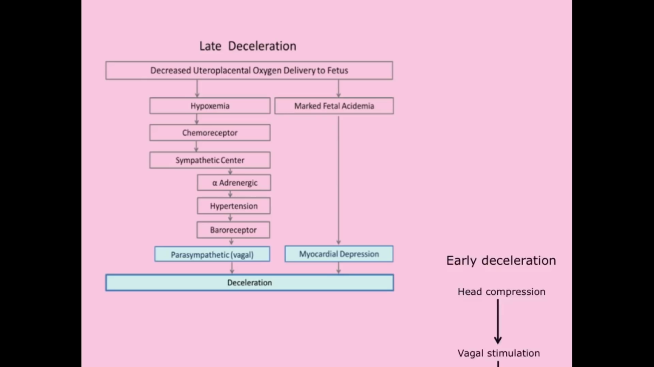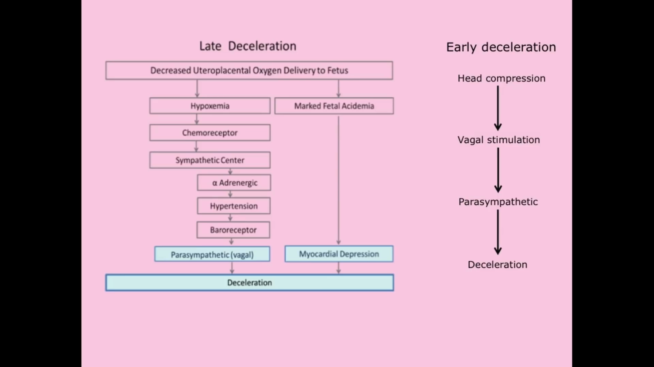Now compare this to an early deceleration. All it is is head compression causing vagal stimulation, causing parasympathetic input, causing deceleration at the heart. Very, very, very simple process. With late deceleration, it takes a while. There's a lag time to it. And that's why with a late deceleration, it starts after the contraction starts and ends after the contraction ends. Whereas with an early deceleration, it coincides with the contraction.